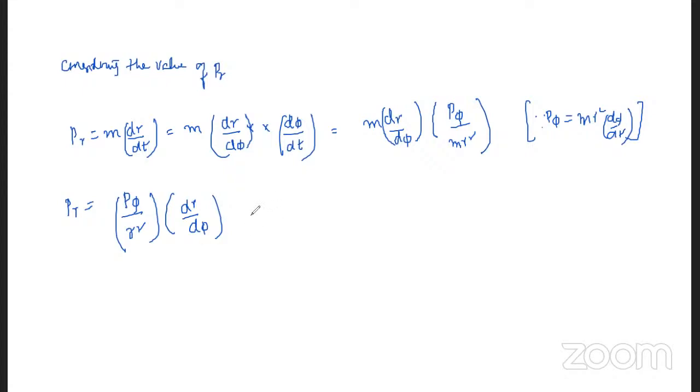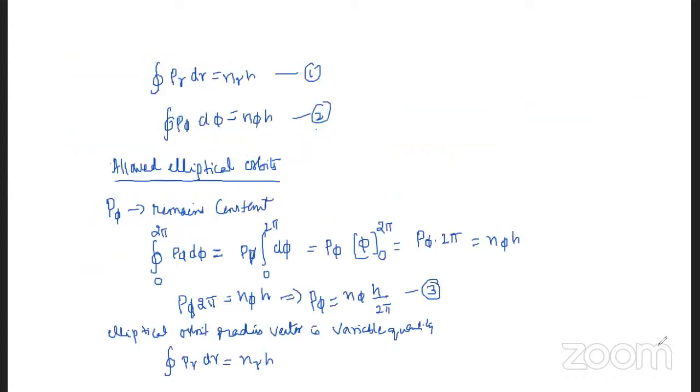Now we will substitute the value of PR. The actual equation we have, as in the previous one, is the integration of PR dr is equal to nr h.